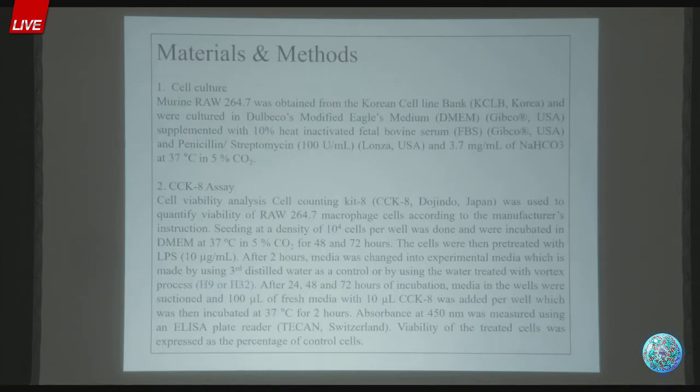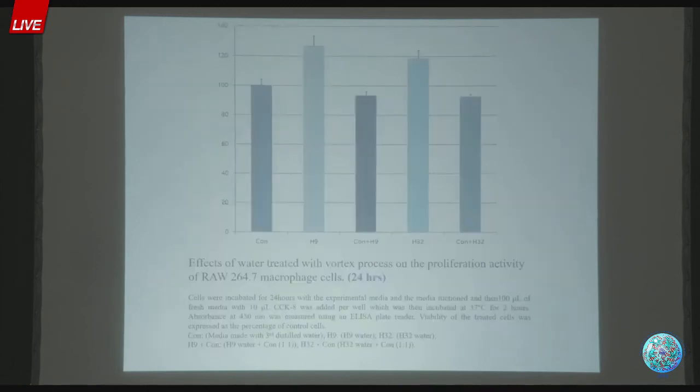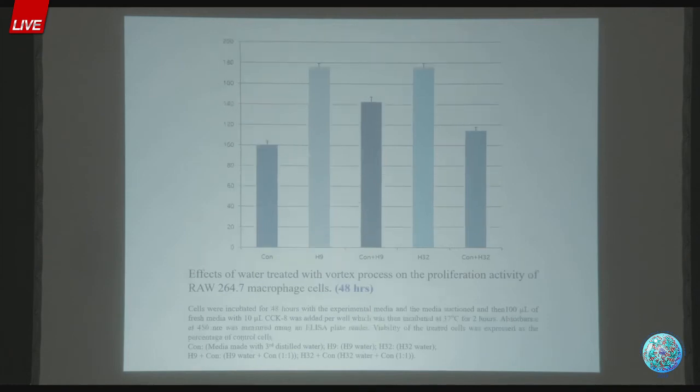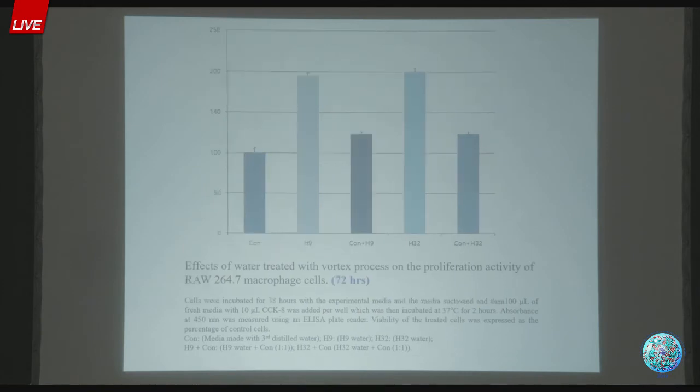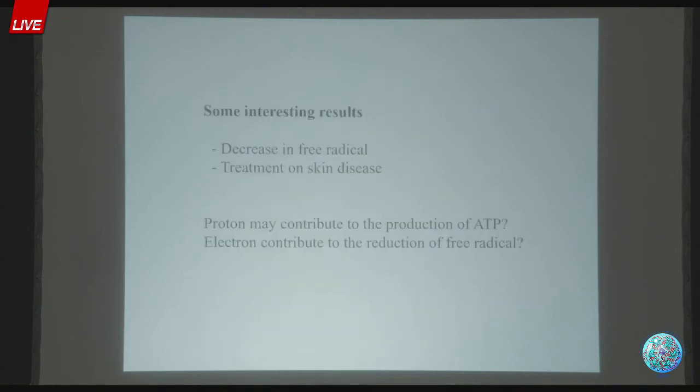So this time, H9 and H32 had been used because we already have data for the water mixed with the hydrophilic powder. And 24 hours later, increasing over control, and 48 hours, further, and 72 hours, almost 2 times larger. So the effect of the increased proliferation rate had been confirmed again for the waters treated with the vortex process only.